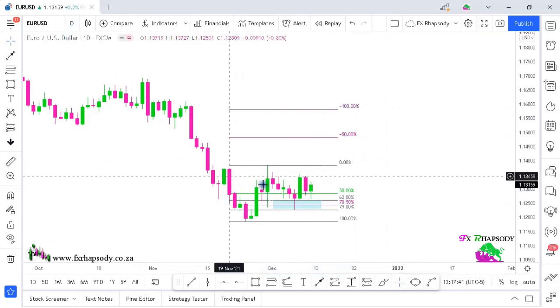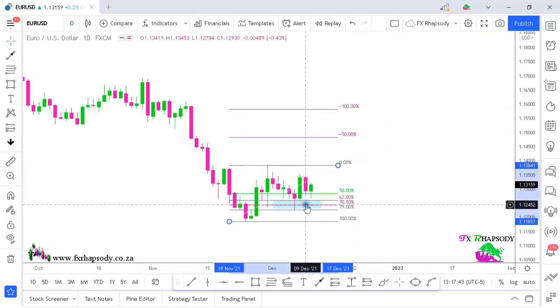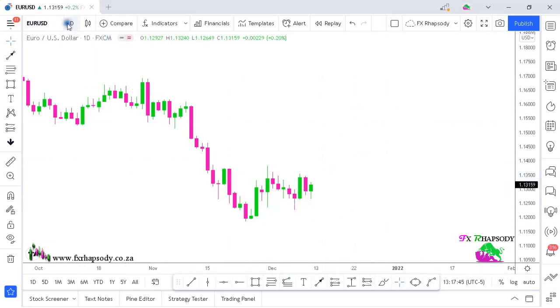But again, time will tell. Let's see what happens in this coming week. Let's drill down to the hourly time frame.